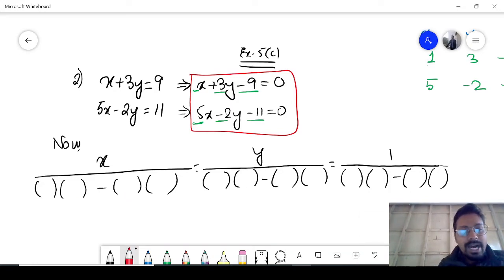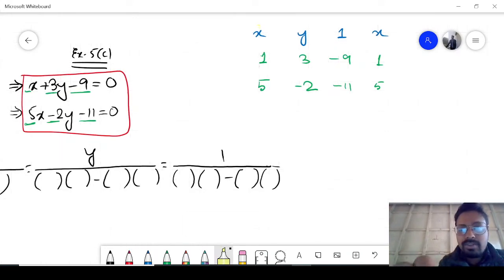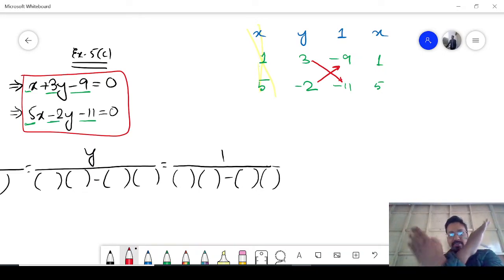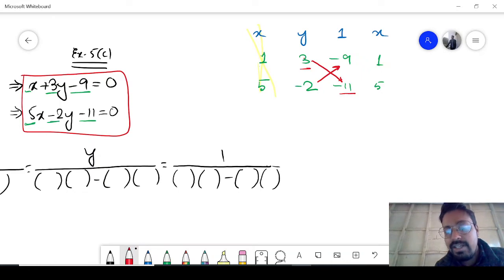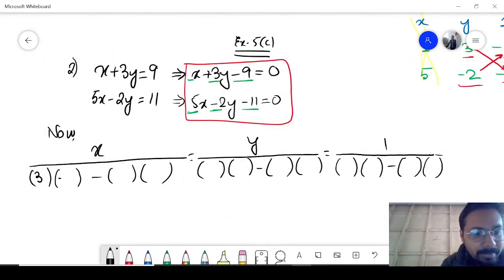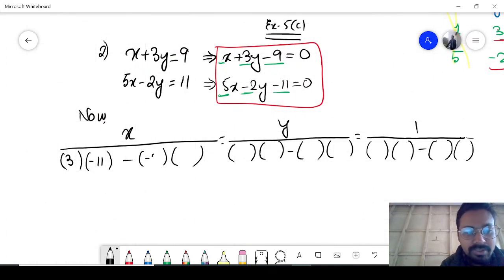So what we do for x, when we are doing it for x, we will not look at x. Don't look at x. Okay, not now. What we will do, we will multiply 3 into minus 11 and minus 2 into minus 9. See, a cross is formed, cross multiplication. So first we will write 3 into minus 11 and minus 2 into minus 9. So here we are going to write 3, minus 11, and minus 2, minus 9.